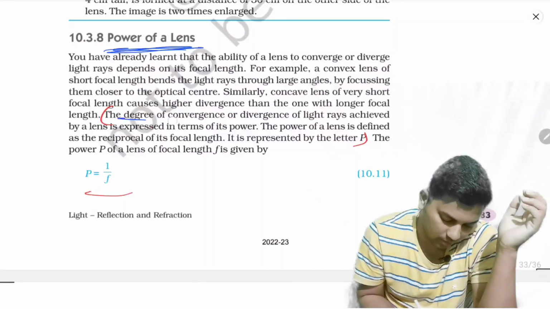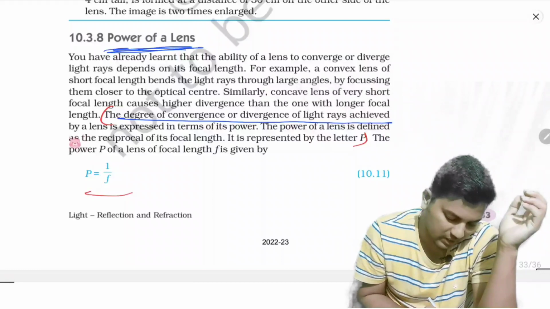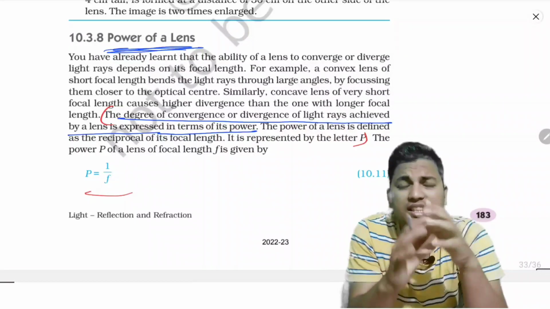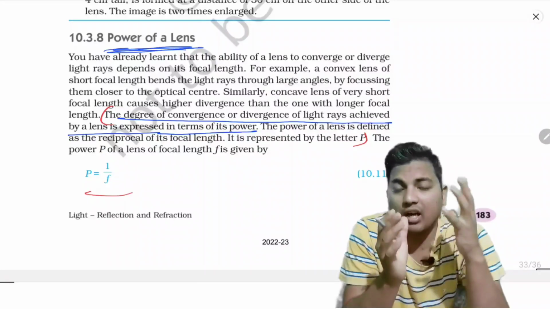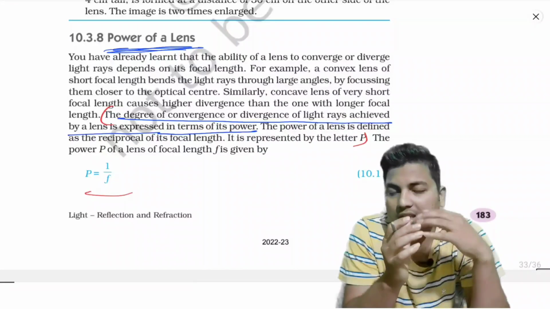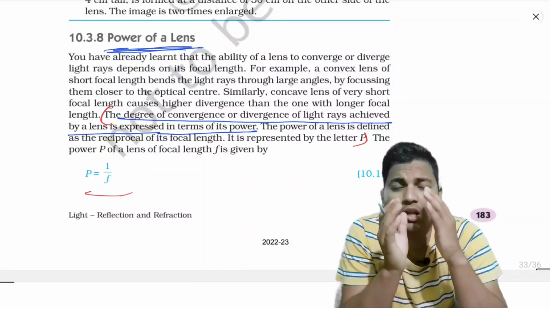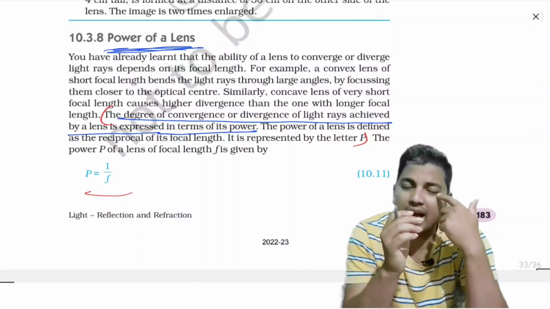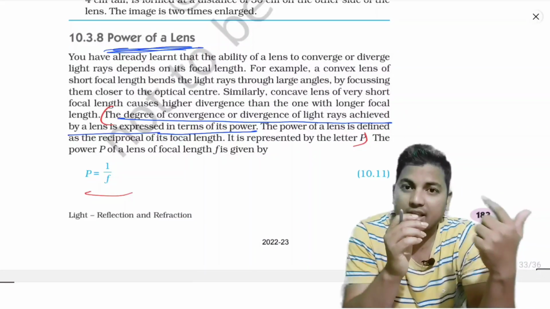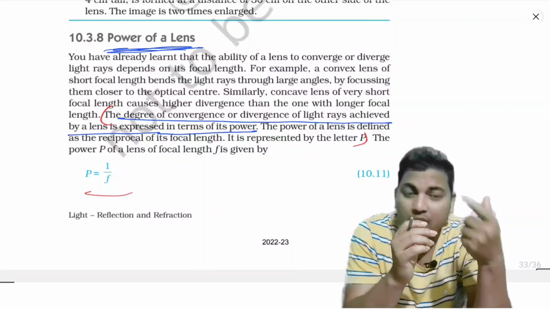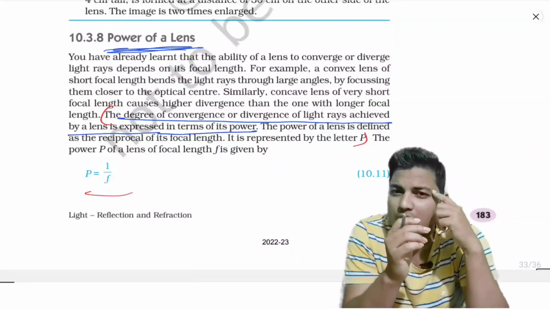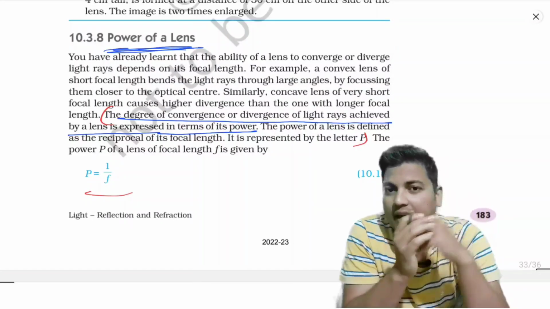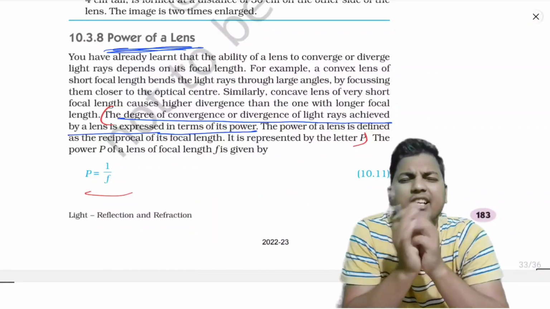The degree of convergence or divergence of light rays achieved by a lens is expressed in terms of its power. कितना कन्वर्ज होता है, कितना डाइवर्ज होता है। अगर हम आई कॉन्सेप्ट पढ़ेंगे एक नए चैप्टर में, तो उसमें हम देखेंगे कि the light rays that pass through our eyes have a convex lens, and through this convex lens the light rays pass through and are focused onto the retina. Clear?